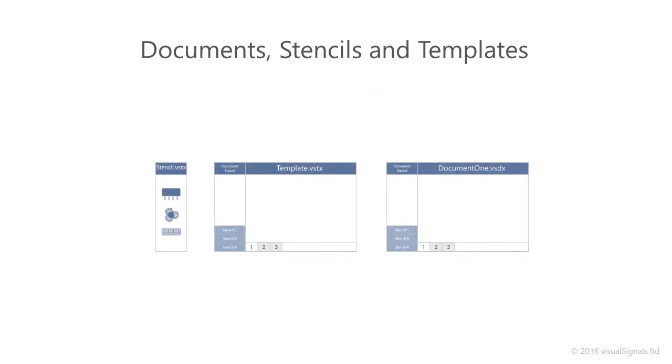So that's the three main document types and how they all fit together: the stencil, the template, and the drawing document. Next we'll move on to have a look at what happens inside the shapes.